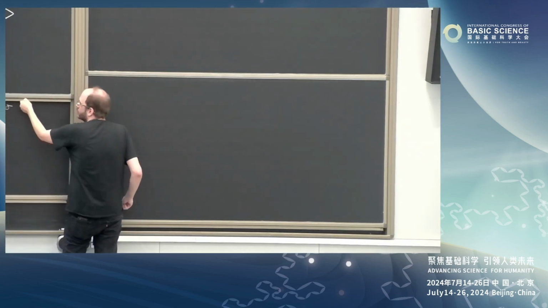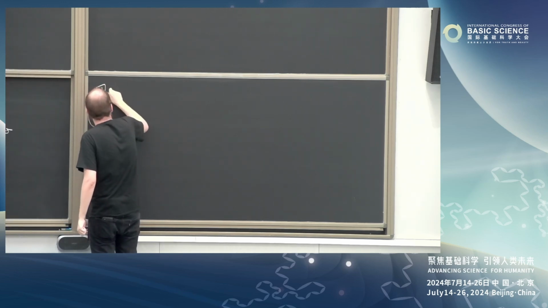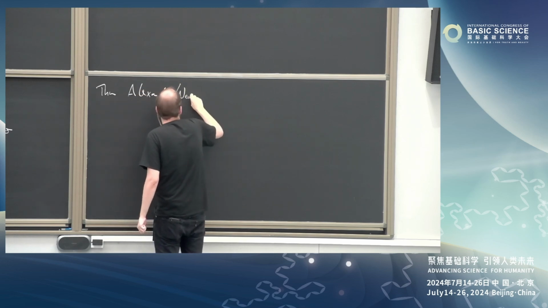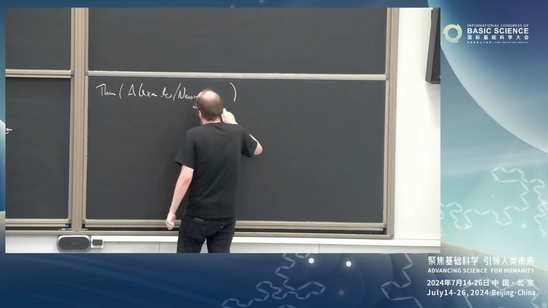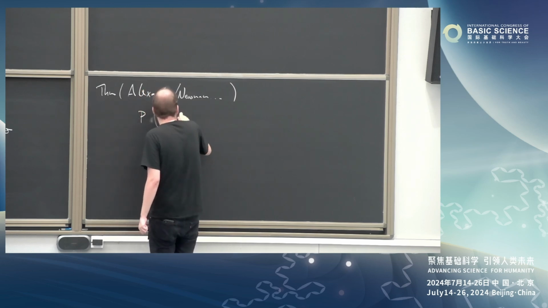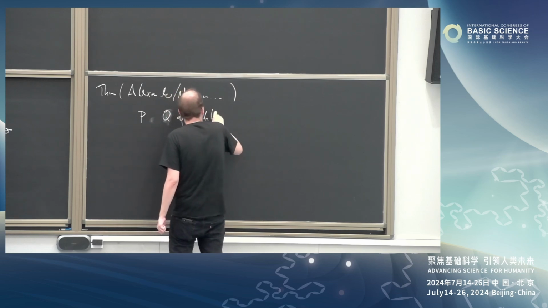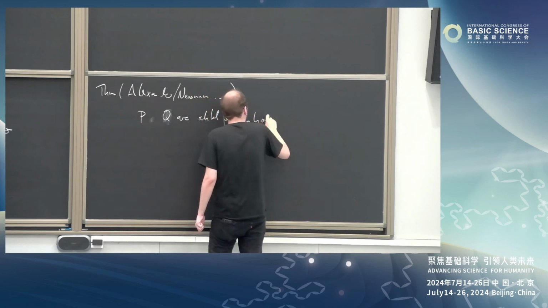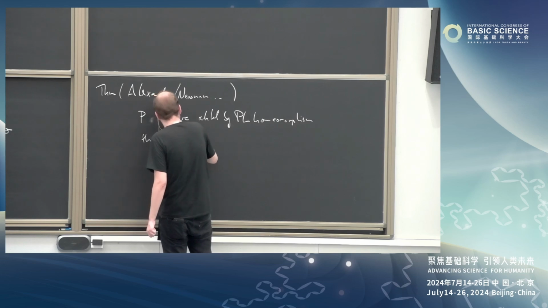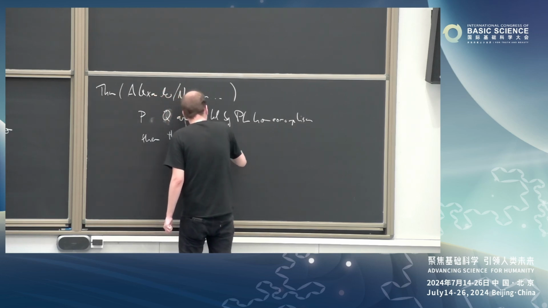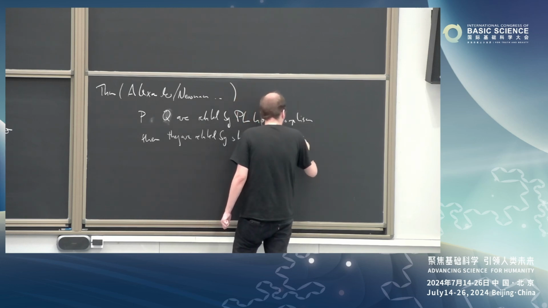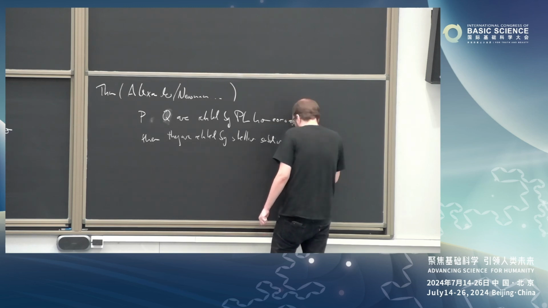And this theorem by Alexander and Newman, so this had been proven several times, is that if P and Q are related by a PL homomorphism, then they are related by stellar subdivisions and inverses. Okay?